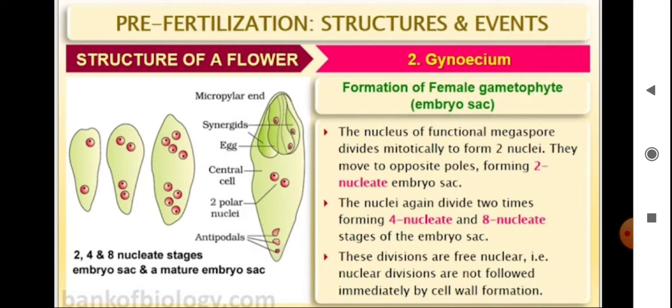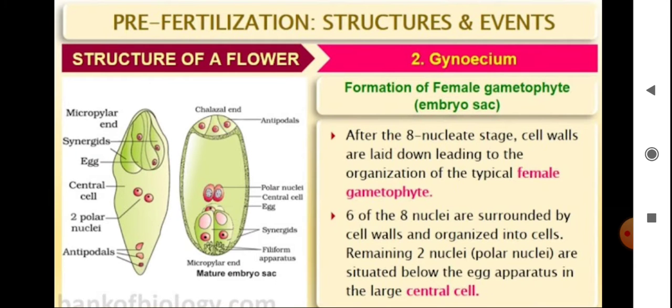First the 2 will get divided. Again those 2, when they divide, what happens? Total it becomes 4. Those 4 again when they divide, it becomes 8. There are the 8 nucleate stages of the embryo sac. These divisions are free nuclear, that is, nuclear divisions are not followed immediately by cell wall formation. It's not like when the nucleus is divided, it starts forming a new cell. These are free, so cell wall formation doesn't take place immediately.